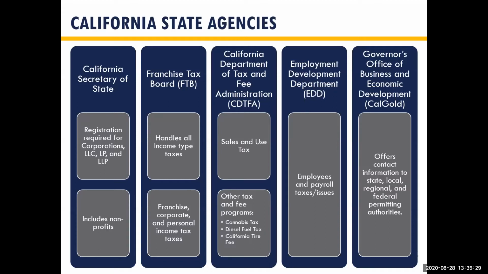Then we have the Employment Development Department. This is the department you're going to go through if you have employees and payroll taxes in the state, or issues with payroll taxes and employees. And then lastly, which probably isn't very common, but I wanted you to be aware of it, is the Governor's Office of Business and Economic Development. This is an office that basically offers contact information for permitting authorities. So they issue information at a state, local, regional, and even federal level. So it's very specific to certain industries, probably targeted, but again, I just wanted you to be aware of that agency.